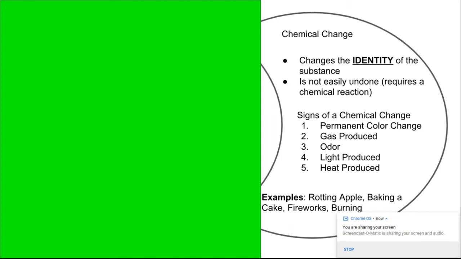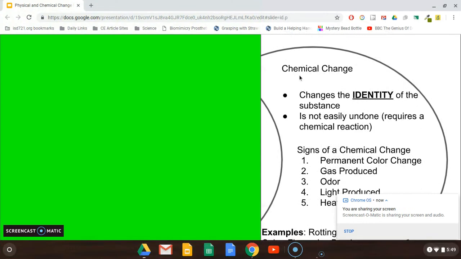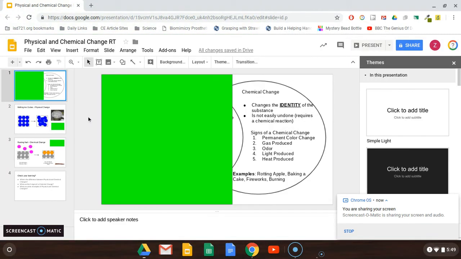So if I have a rotting apple, that has a permanent color change usually. It has a pretty bad odor. Those are 2 signs of a chemical change. If I'm baking a cake, you're going to see a color change in the cake, okay? You're going to have some gas bubbles that makes the cake get bigger, all right? Or fireworks going off. When fireworks go off, you see gas be produced, you see light, you also see heat. Okay, so those are the big differences between physical change and chemical change.